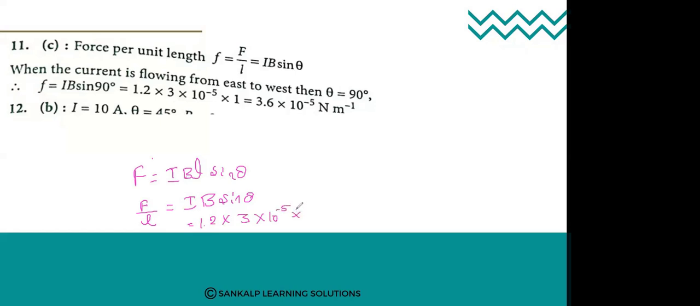They are asking you to calculate force per unit length. You have the expression F is equal to IBL sine theta. So force per unit length, force upon length, becomes IB sine theta. You have the value of the current, which is 1.2. The magnetic field value is given as 3 into 10 raised to minus 5, into sine 90, which is 1. So if you simplify it, it will be 3.6 into 10 to the power of minus 5 Newton per meter. Simple.